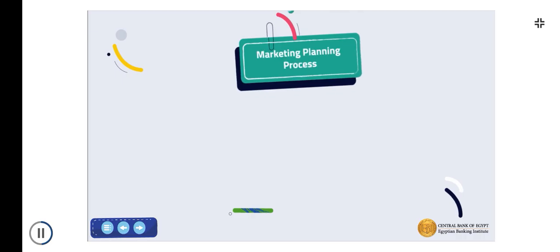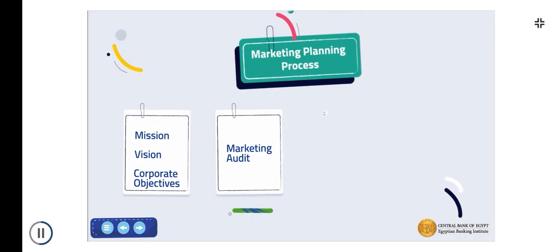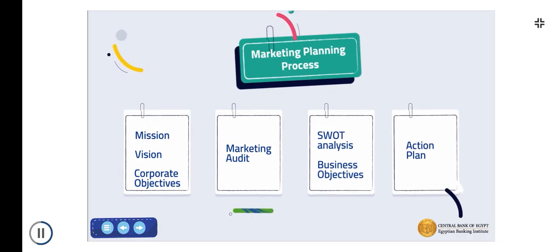Regarding the marketing planning process, it starts with business mission, vision, and corporate objectives, then marketing auditing, which will lead us to SWOT analysis and business objectives. Business objectives will help us to do the marketing objectives and strategies. And finally, we will have an action plan with an implementation and timeline with the aid of monitoring and control, which is the KPIs, the different key performance indicators that can help us to measure the actual against the plan.